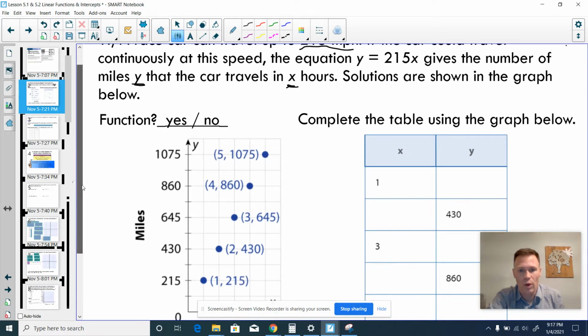Our first question is whether or not this is a function. And that goes back to our last module. We can look at the graph here and see that clearly this passes the vertical line test, right? It doesn't hit two places when we draw any lines. So yes, this is a function.